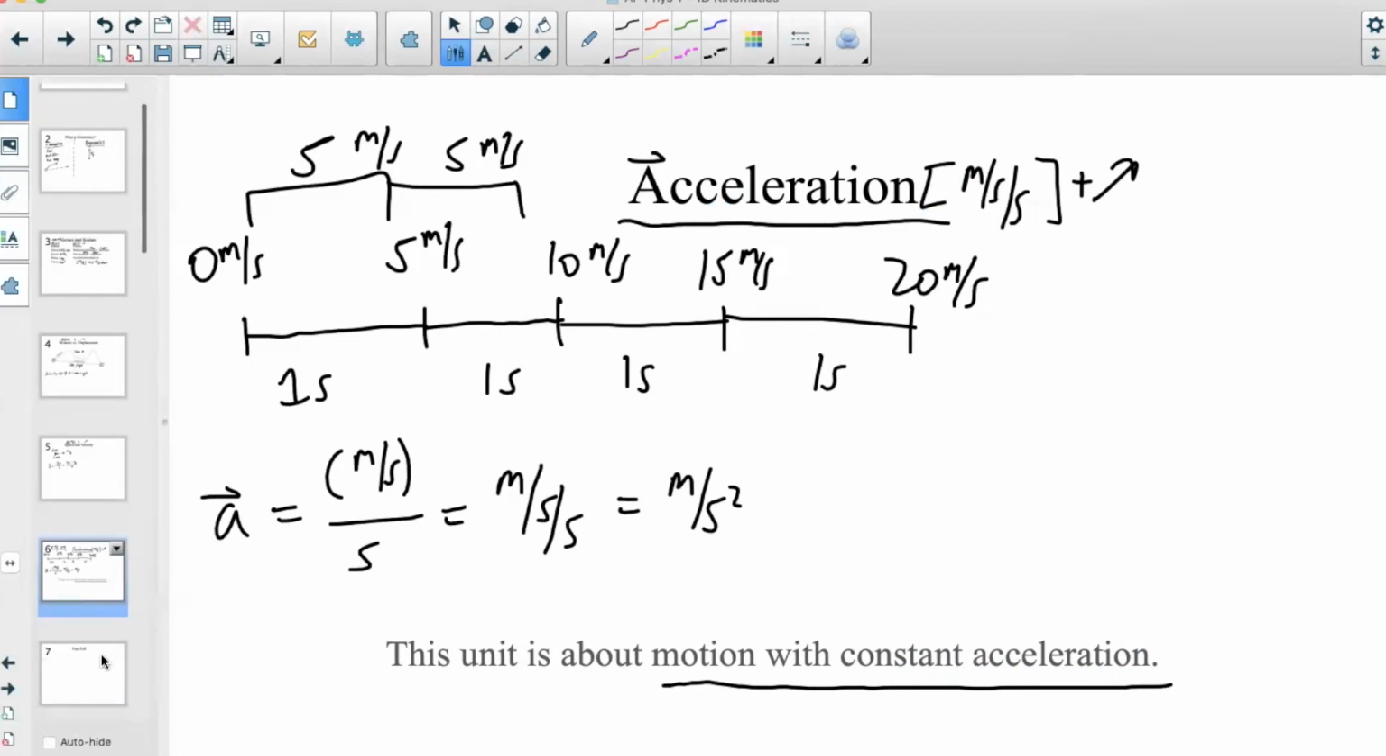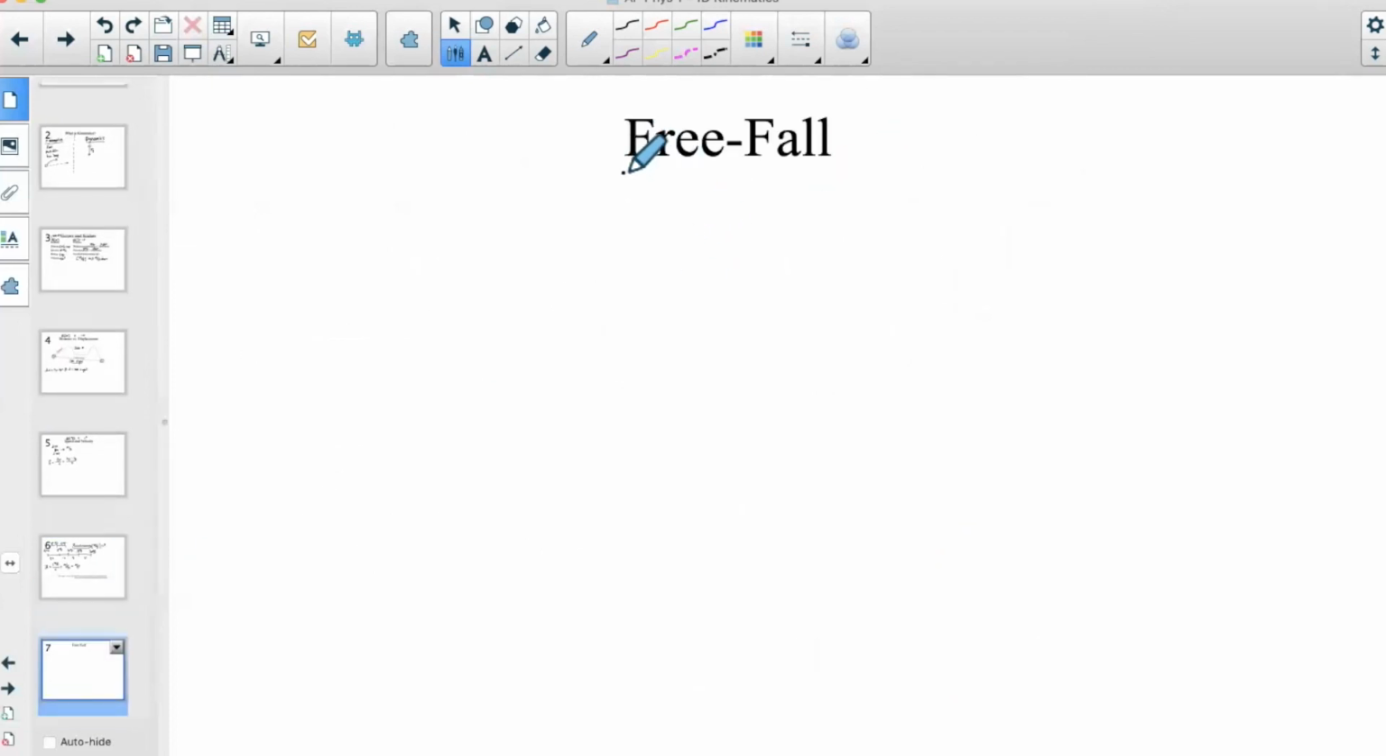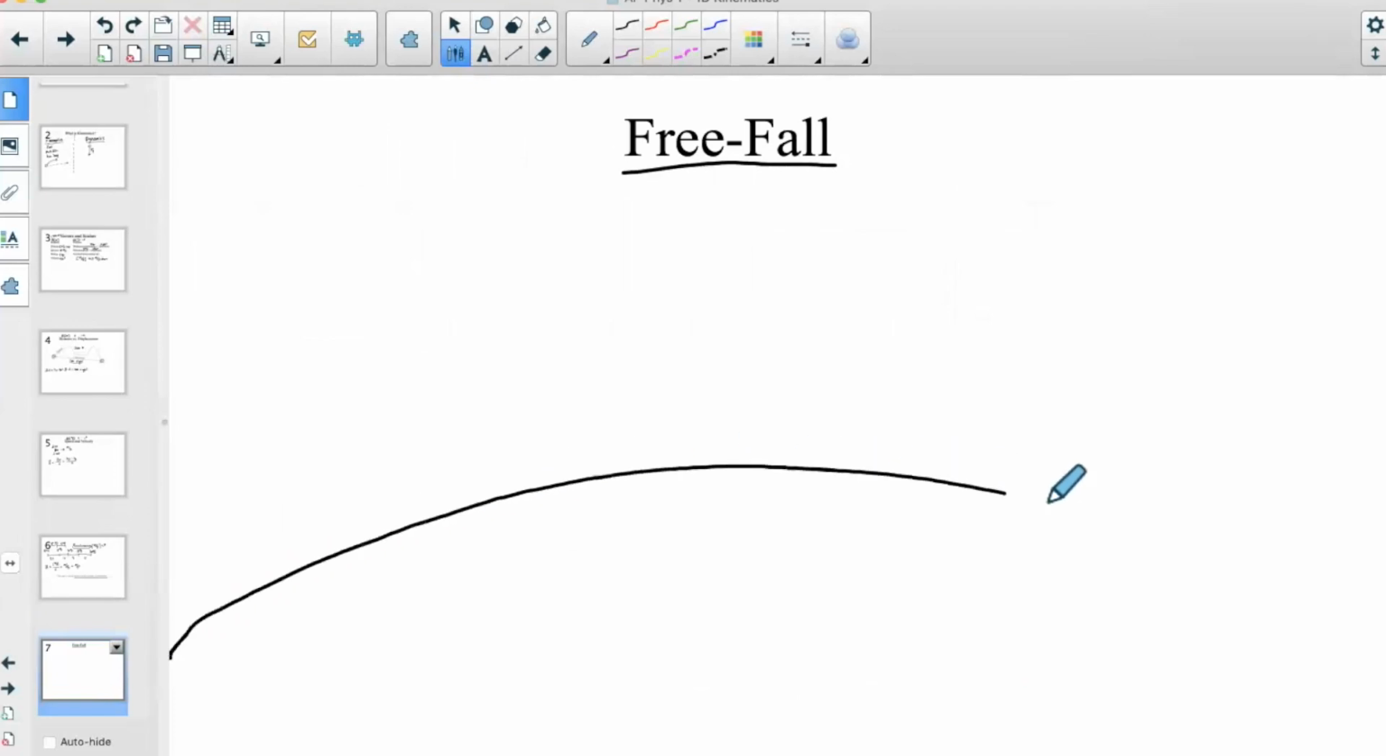So now let's move on to free fall. This is not a vector or a scalar or anything. This is just a state of being. So imagine this was Earth, this big piece of a circle, Earth. And I take the ball and I drop it. Free fall is the state when you're purely influenced by gravity. There's nothing else, just gravity.